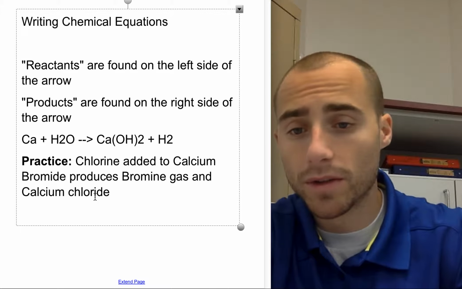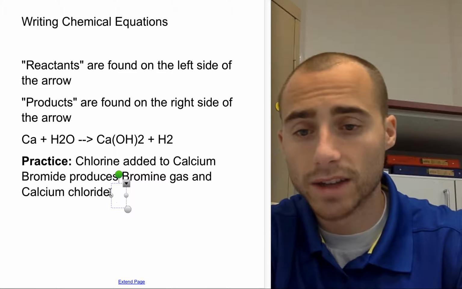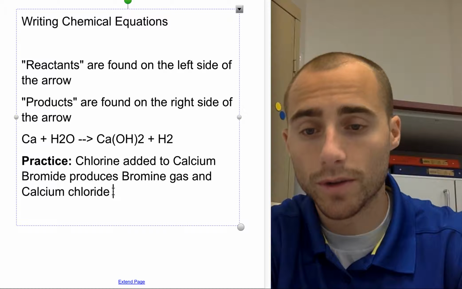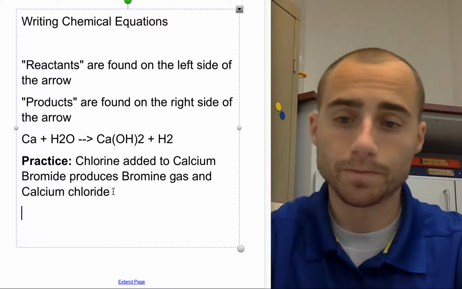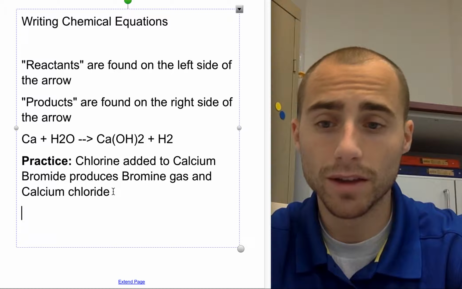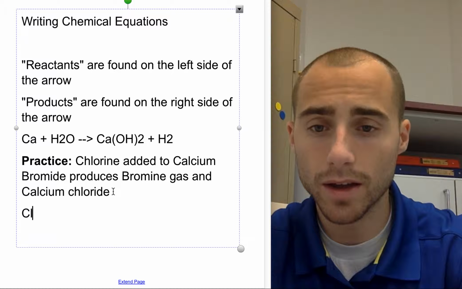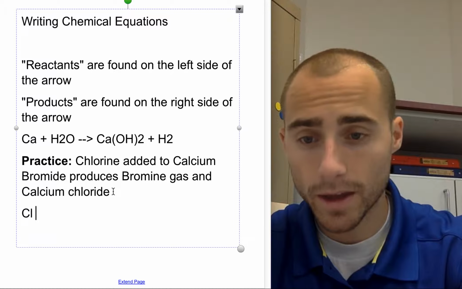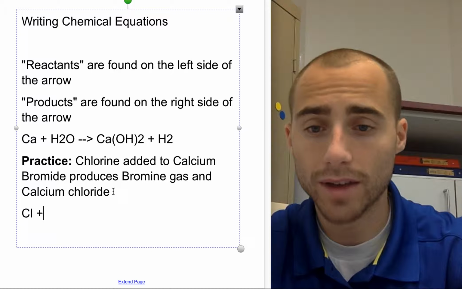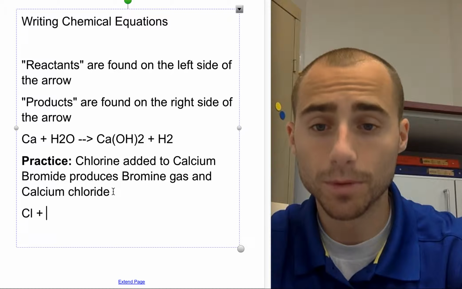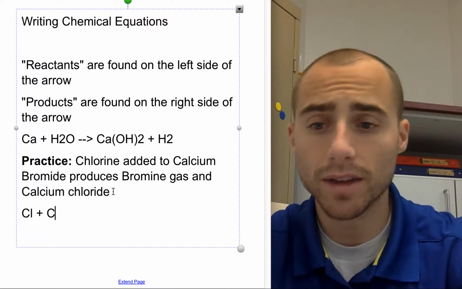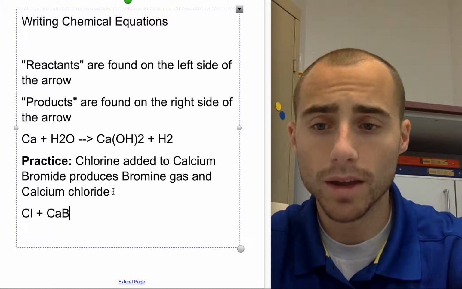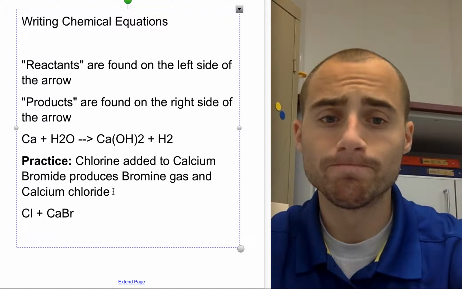Okay, so hopefully you paused the video, wrote that down. We're going to go through the process really quick so you can see the answer and you don't have to wait for me to come over. So first thing I do is translate everything into symbols. So I go chlorine is Cl added. I know that's a positive sign or an addition sign. Added to calcium bromide. So I look at my periodic table. I see calcium is Ca, bromine is Br.